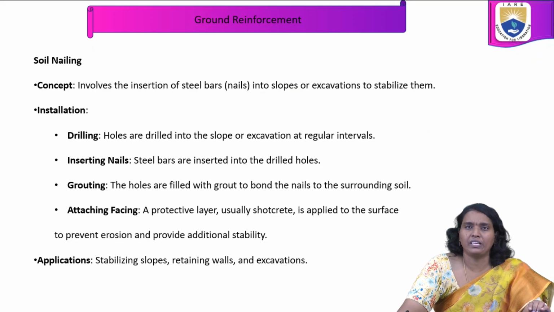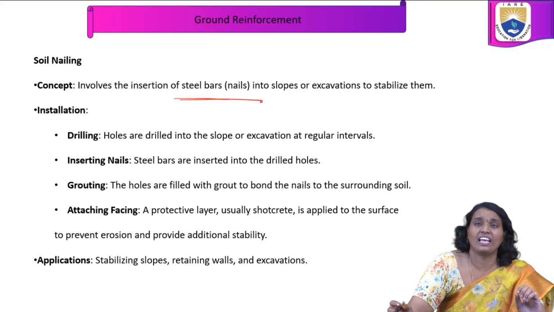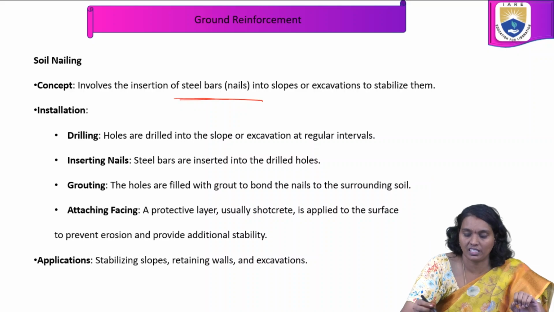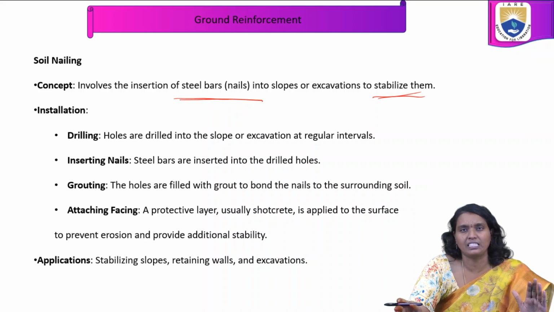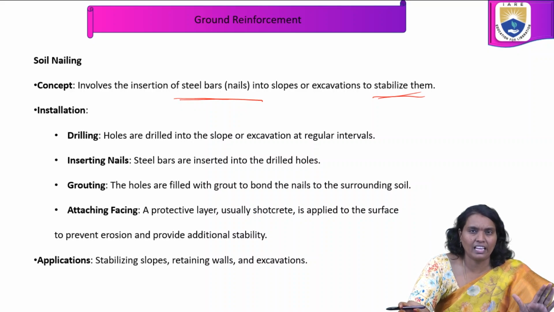And the other concept is soil nailing. It involves the insertion of steel bars or nails into slopes or excavation to stabilize them. In this installation, drilling, inserting nails, grouting, attaching facing, these are the various steps involved in soil nailing. First, in the drilling, holes are drilled into the slope or excavation at regular intervals.